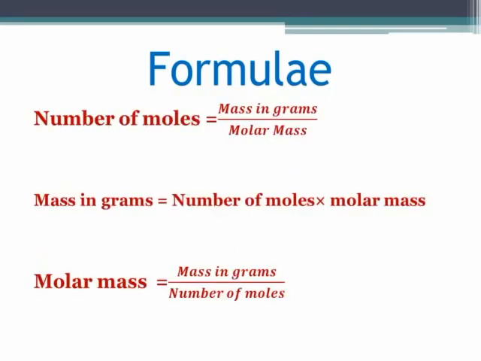Next formula that is used is number of moles is equal to mass in grams divided by molar mass. It will be applied in the case if mass in grams or molar mass is given. If you have to find out mass in grams, you will apply mass in grams is equal to number of moles multiplied by molar mass. And if you have to find molar mass by mass in grams and number of moles, then you have to apply molar mass is equal to mass in grams divided by number of moles.